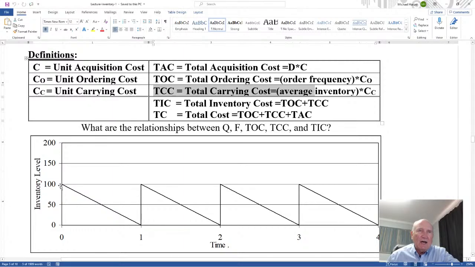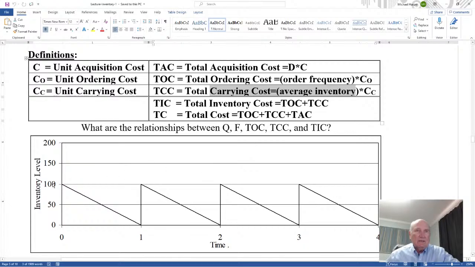Okay, suppose I double this. I increase this to 200. So my lot size is 200. My order quantity is 200. It's going to last twice as long, so therefore my frequency drops from 4 down to just 2. So my ordering cost decreases. But since I'm carrying 200, my average inventory jumps from 50 to 100. My average inventory increases, so my carrying cost increases. So one decreases as the other increases.